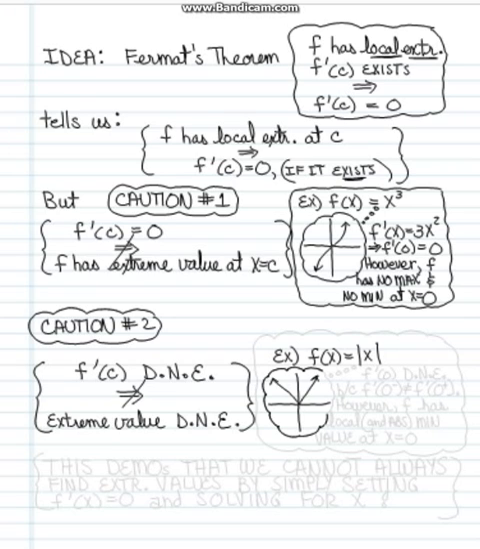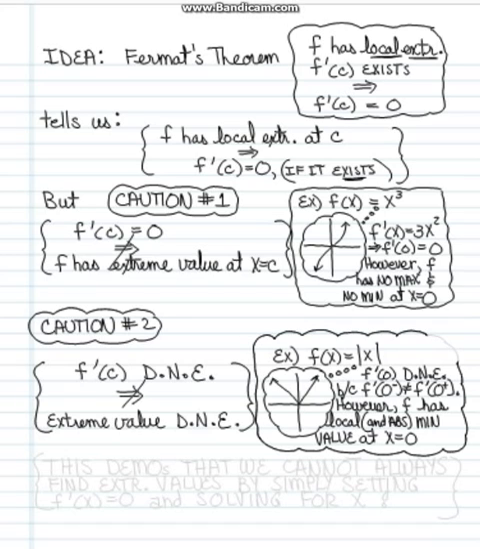So the absolute value of x, we know that f prime at 0, the derivative evaluated at x equals 0, does not exist. And why do we know that? Because the derivative on the left and the derivative on the right of 0 do not agree. And that means that it doesn't exist because the limits don't exist from the left and right. However, f does have a local and an absolute minimum value at x equals 0. So you see in this situation, the derivative didn't exist at c, but the extreme value did.